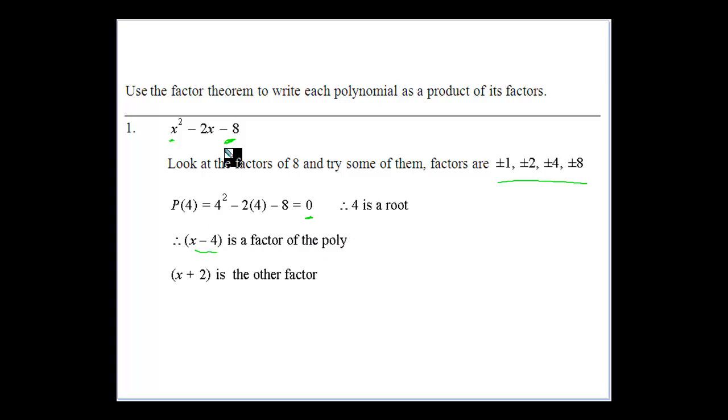So if that's the case, we've got minus 8. We know it's monic, so it must be x times x. Minus 4 times what would give us minus 8? Plus 2 there, so x plus 2 is the other factor.